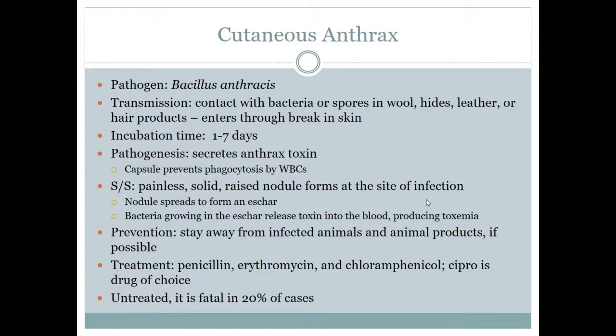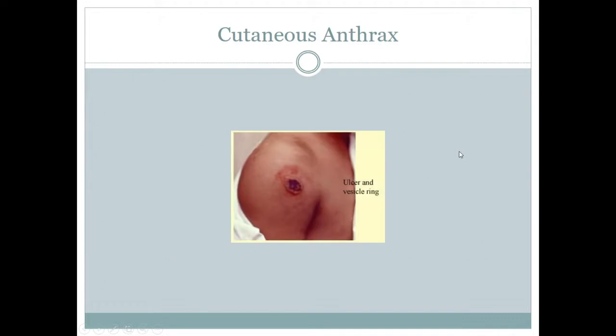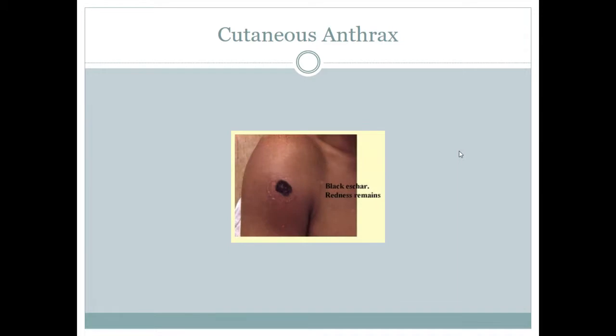Fortunately, it's very easily treated, and even untreated, it's only fatal 20% of the time. So this is the mildest form of anthrax. Here we see the sore that is going to result. You see that raised area around the sore, and eventually it will turn black. This is going to take several weeks or even months to heal.